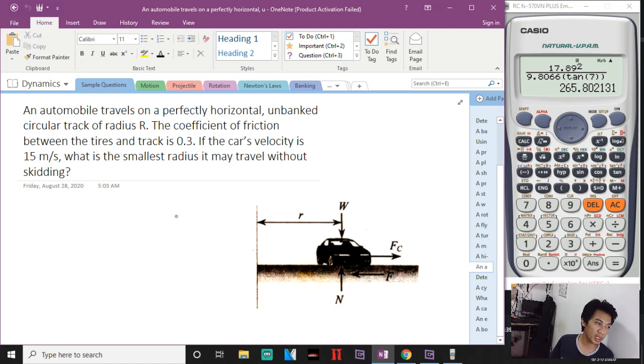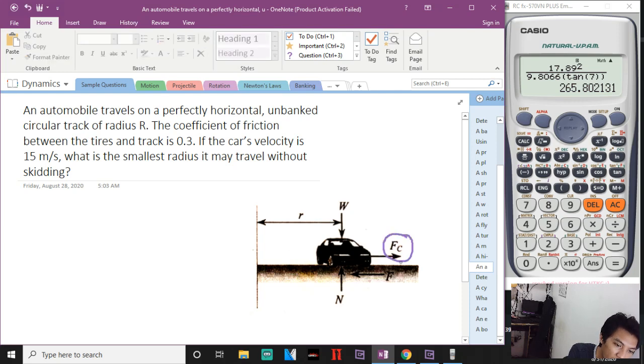If the car's velocity is 15 meter per second, mabilis yan. Okay? What is the smallest radius it may travel without skidding? Okay? Hinahanap dito is the radius without skidding. Now, mas maganda kasi gawin mo dito is mag-balancing ng forces ka. Okay? Makikita mo, meron ka dito centrifugal, meron ka dito frictional force. Okay? Magsasummation of forces ka. Ito yung FC mo, ang ka-counteract lang sa kanya is the frictional force.